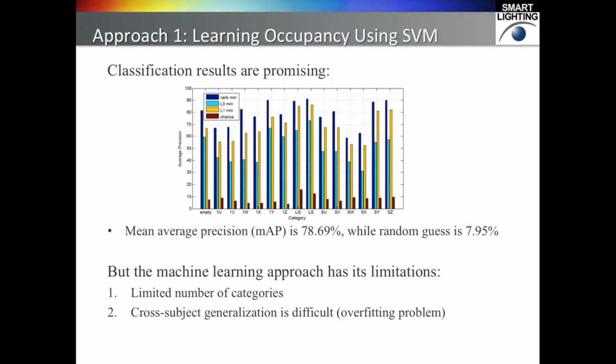However, we must confess that this classification method has its limitations. In the real world, there are many categories, much more than we can include in the training data. And when we generalize the classifiers to new human subjects, the performance will drop. This is because of overfitting. Machine learning algorithms can also learn some fake patterns from the training data.